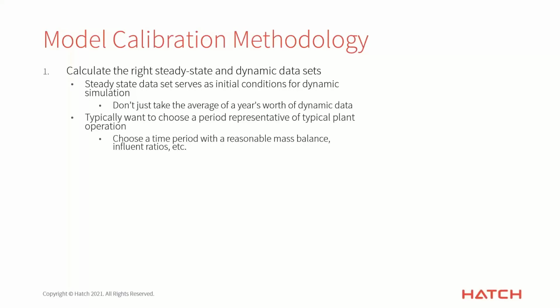And with the dynamic data, you typically want to choose a period representative of typical plant operation. So basically just looking at that data analysis we just talked about, you want to choose a time period that has a reasonably matching mass balance and good influent ratios and things of that nature.